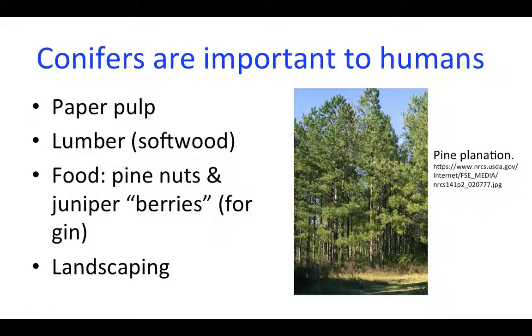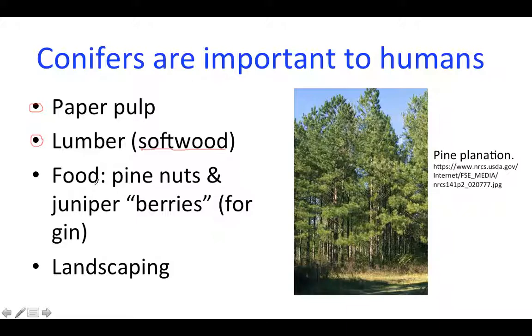Conifers are important to humans. We use them for several purposes. We use them for paper pulp. We use them for lumber. So most housing material, for example, would be made out of pines. If you go buy a 2x4, that will be pine. Remember that pines and other conifers are softwood because the xylem does not contain any fibers along it.